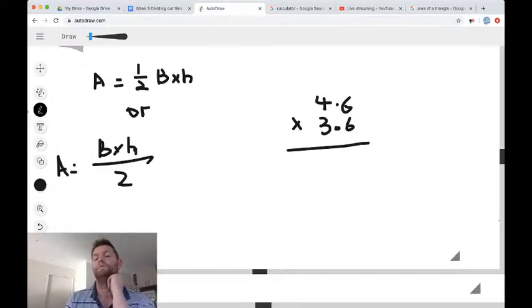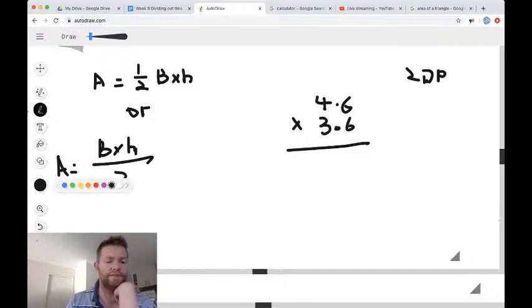Save me some time. Now the first thing I'm going to do is write that there's two numbers after the decimal place. That means that I can treat it like they're not there and put them in afterwards. Two numbers after the decimal place. That's my little reminder to myself. And now I'm going to delete them. Goodbye decimal place. For now. Put them back in at the end. So now I'm dealing with it as 46 times 36. Change myself back to black.